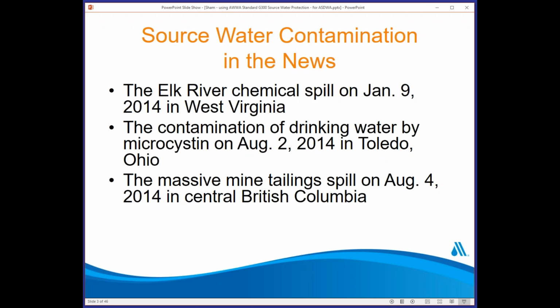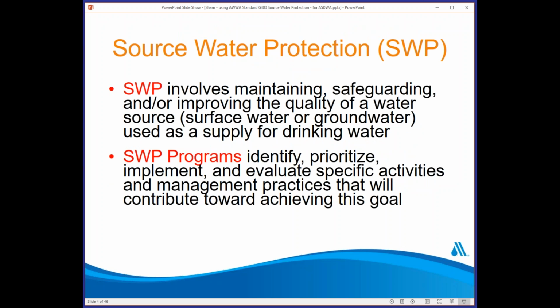So we definitely still have some challenges associated with our source water, understanding that engineers can do a lot, but again, if we end up contaminating our source water, we increase the threat to our public health and also increase the resources that we will need to treat our drinking water. So what is exactly source water protection? This is a very simple definition. As you can read in the first part, source water protection involves the maintenance, the safeguarding, and/or improving the quality of a water source that can be used as a supply for drinking water.